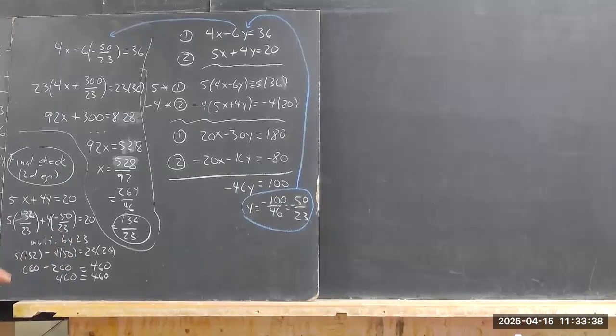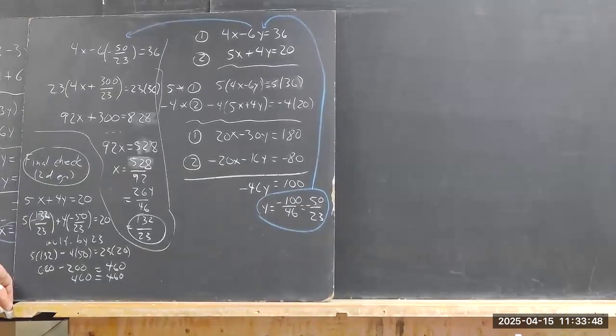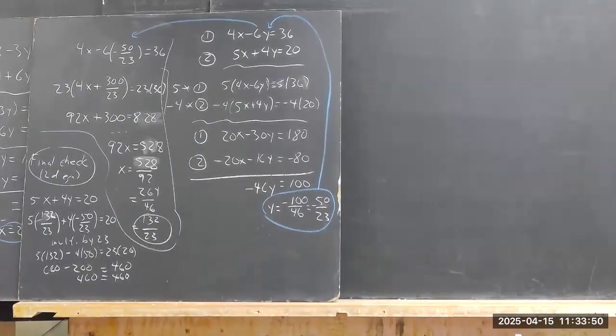Fortunately, it seems to have checked. Now, what did I do between this step and this step? I had denominators. I don't know what it takes to convince people that if you've got denominators, you get rid of them. Okay.